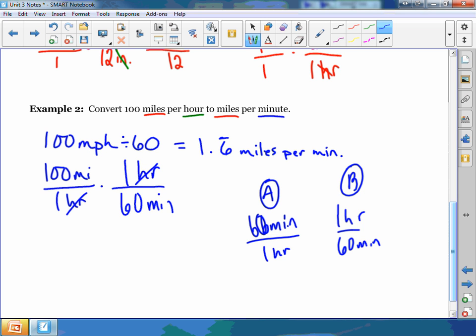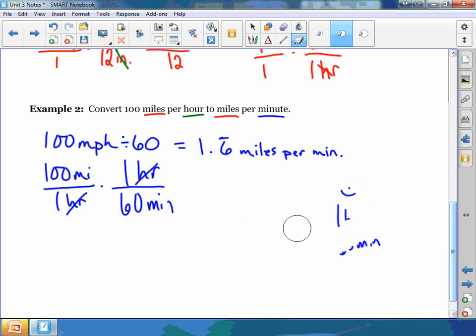Good. Now the hours are gone. Now we have miles over minutes, so it's 100 miles in 60 minutes. Divide them out, you're going to get 1.6 repeating miles per 1 minute. That's just a unit rate, which we've been doing now for a few days. Okay? So that's the dimensional analysis way right there, if you're considering that.